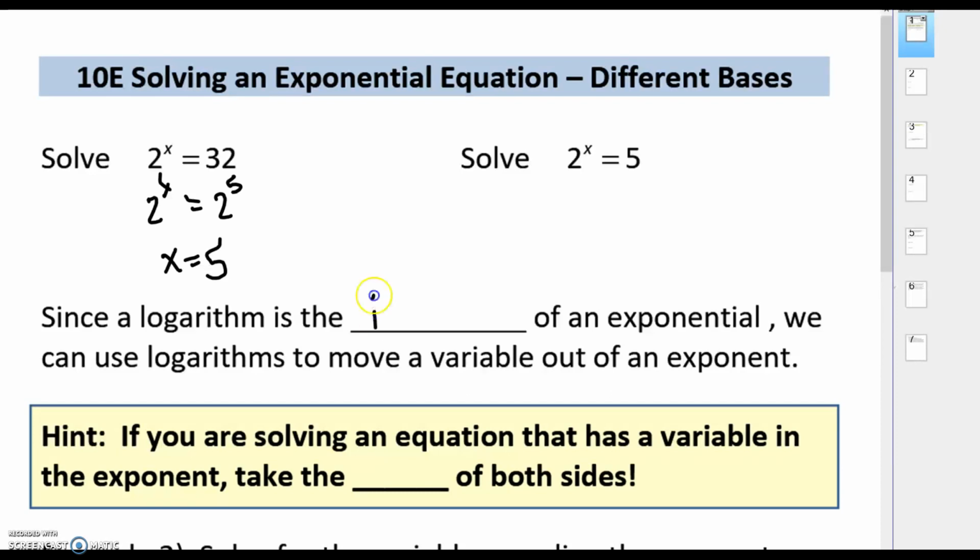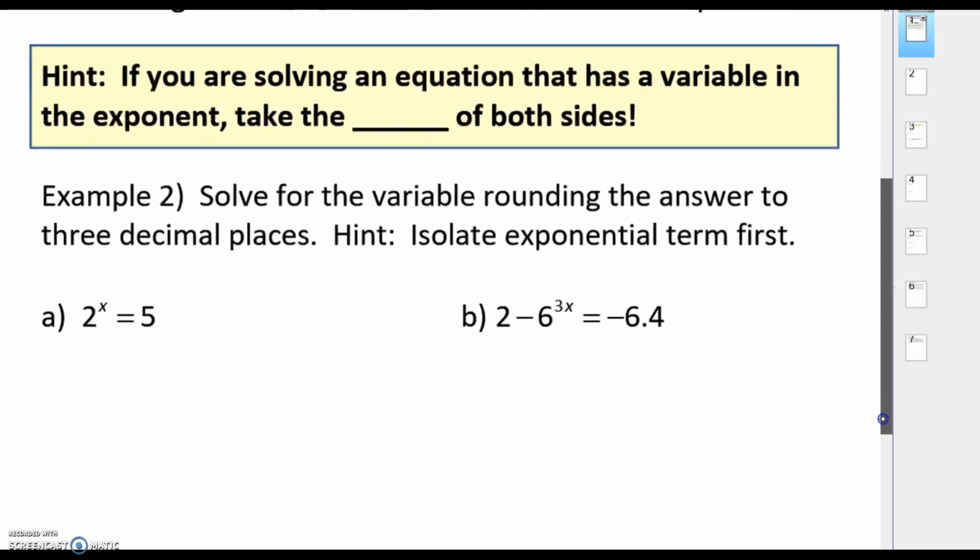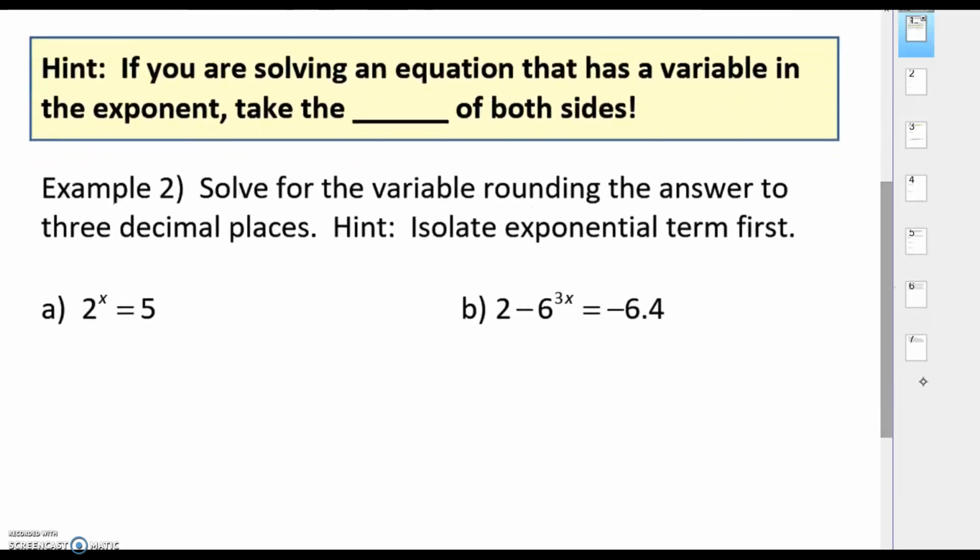Since the logarithm is the inverse of the exponential, we can use logarithms to move a variable out of an exponent. And here's our hint. If you are solving an equation that has a variable in the exponent, we're just going to take the log of both sides.